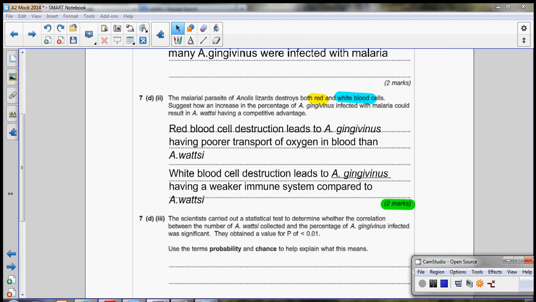Here's our answer then. Red blood cells are involved in the transport of oxygen in the blood. You should all know that, I would hope. So when the red blood cells are destroyed by malarial parasites, that leads to the A. gingivinus being worse at oxygen transport than A. wattsi. Now white blood cells are involved in the immune system, so if there's a malaria parasite in all the A. gingivinus lizards, those lizards will have a worse and less effective immune system than A. wattsi, which will again give the advantage to A. wattsi.